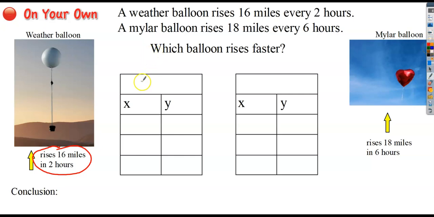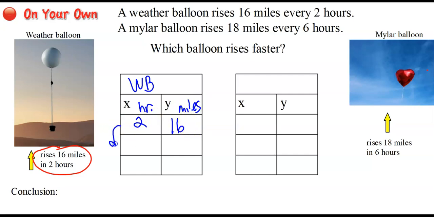I'm going to use blue for the weather balloon, which goes 2 every 16. So the time, remember I like to put the time as the independent variable, so that goes with the x. So I'm going to put the units as hours, and this unit is miles. So after 2 hours, it's 16 miles.